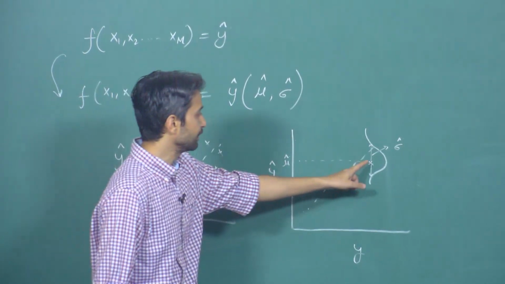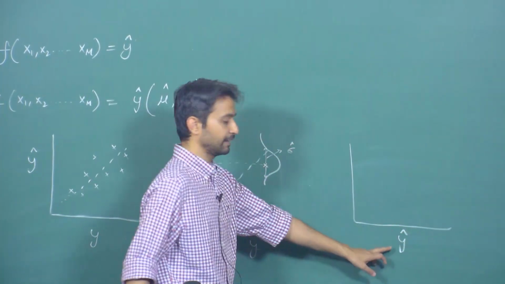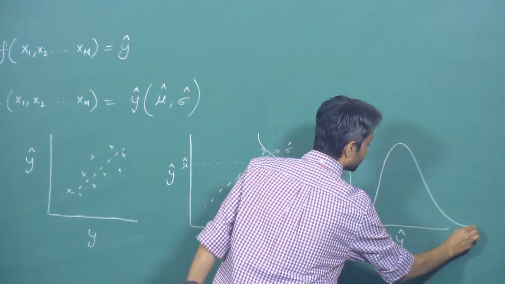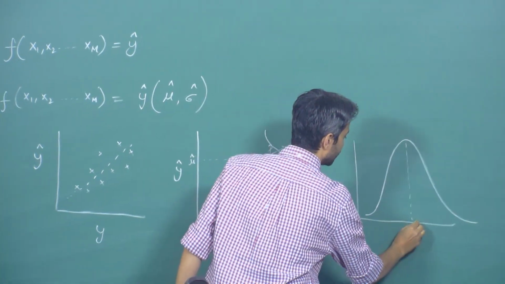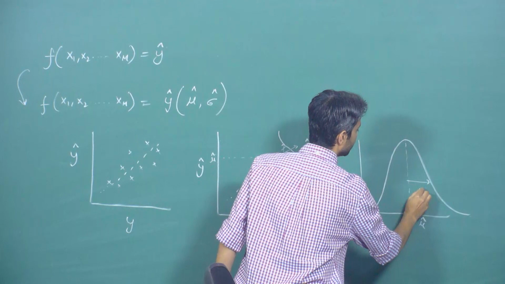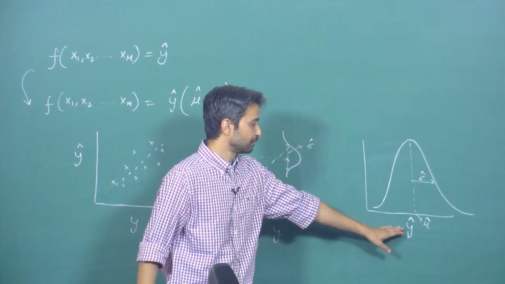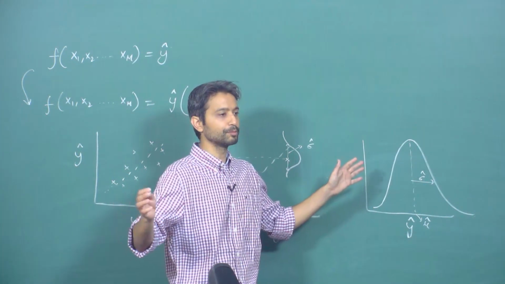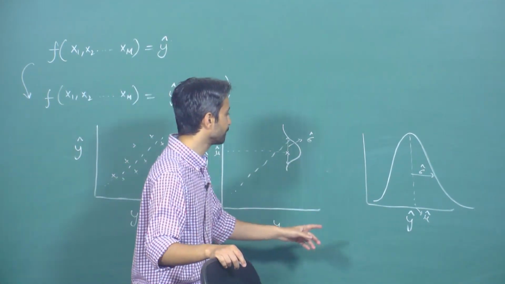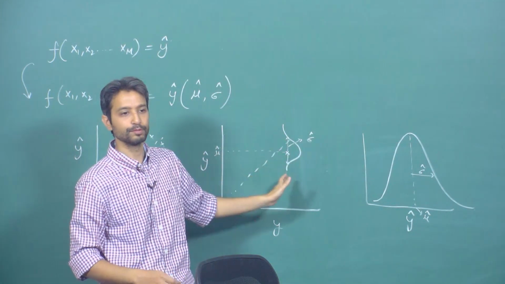Another way I can plot the same thing is, now on my x-axis is y cap, and this is a distribution with this point being mu cap and this being sigma cap. My one single prediction itself is a distribution with some uncertainty window or some standard deviation available to it. And the same distribution, I am plotting it like this on this plot.